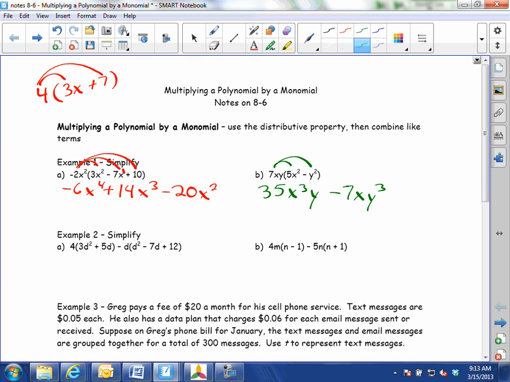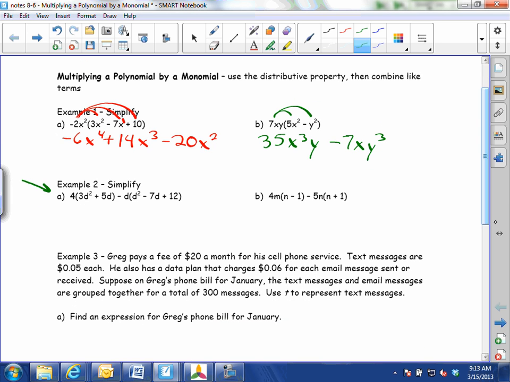Okay, now in example 2, notice we're doing exactly the same thing, except we have 2 groupings. We've got 2 sets of parentheses. In this case, we're going to have to distribute twice. We're going to distribute these 2, and then distribute over here. So let's distribute on the left first. What's our first term? 12d squared.